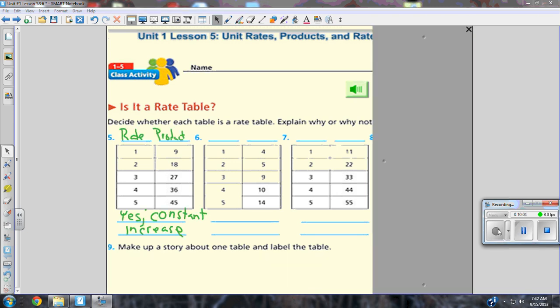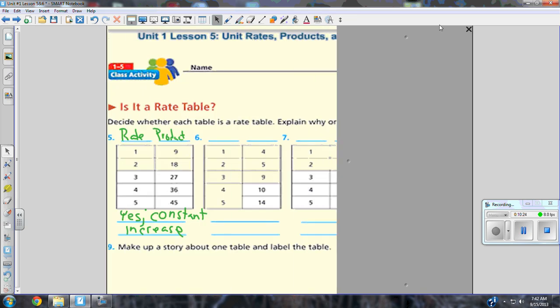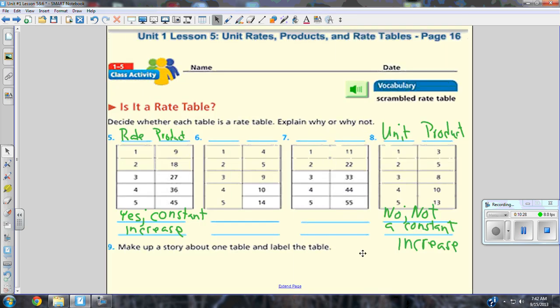All right, so number 5 should look like this. You should have rate 1, product 9, and it's increasing by 9 each time, so it would be yes, and it would be a constant increase. Now let's take a look at number 8. On number 8, you'd have unit and product. 1, 3, 2, 5, 3, 8, 4, 10, 5, 13. This would not be a rate table, so you'd say no. Again, it's because of not a constant increase.